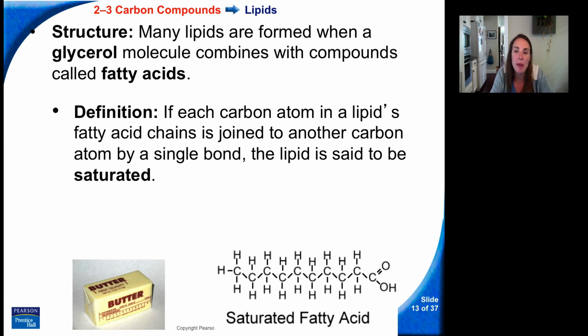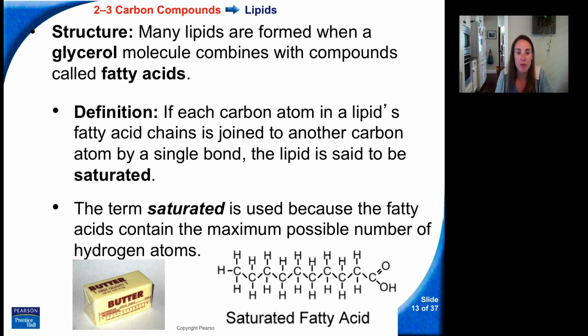So if each carbon atom in a lipid's fatty acid chain is joined to another carbon atom by a single bond, the lipid is said to be saturated. The term saturated is used because the fatty acids contain the maximum possible number of hydrogen atoms. So this is an example of a saturated fatty acid. Each carbon is joined by a single bond.